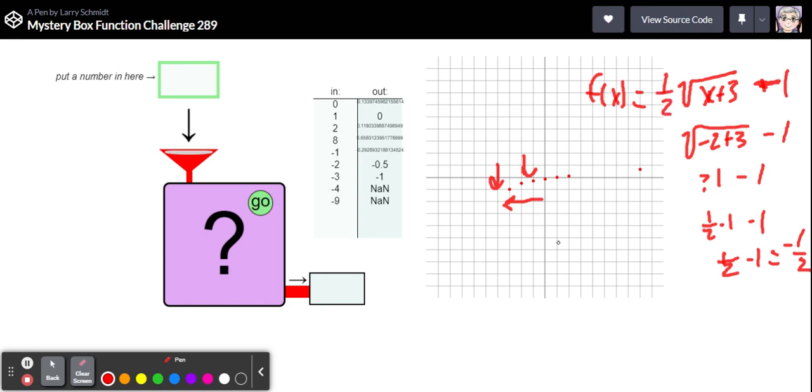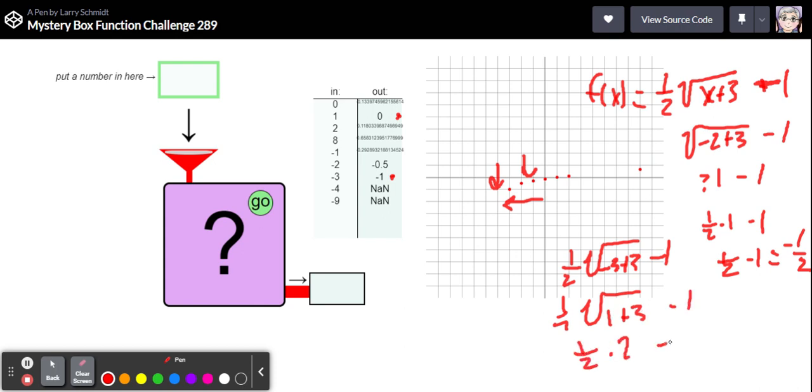But maybe we should test this. -3 looks like a great point. So let's try that. So 1/2 times the square root of -3 plus 3, and that's where it's 0, minus 1. Well, this all is going to be 0, and then we've got a -1, -1. 1 also looks like a nice point to test. So 1/2 times the square root of 1 plus 3, minus 1. Well, 1 plus 3 is 4. The square root of 4 is 2, so 1/2 times 2 minus 1. Well, that's 1 minus 1. That equals 0. So I think we're good there.